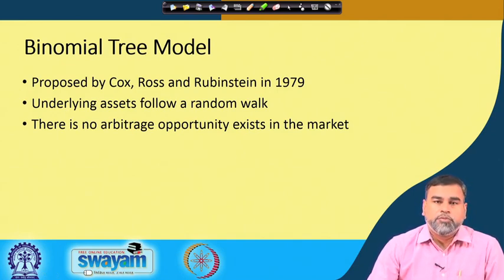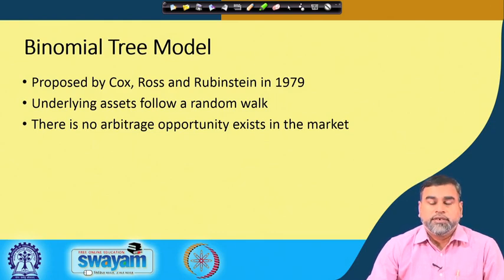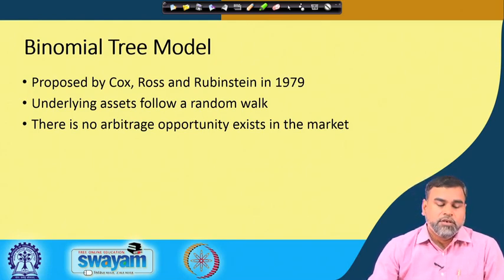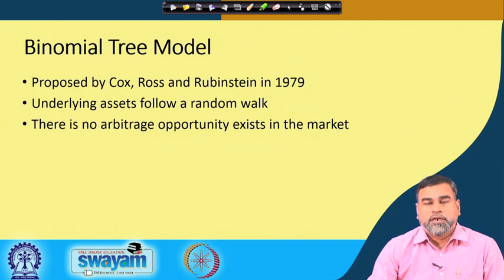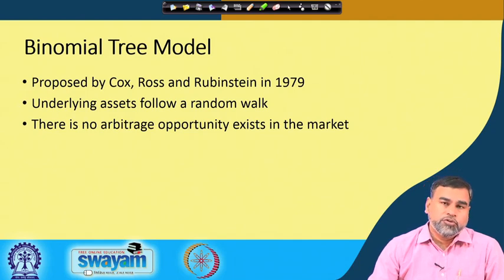The binomial tree model was proposed by Cox, Ross and Rubinstein in 1979, and the assumptions it takes are that asset prices follow a random walk and that no arbitrage opportunity exists in the market. What do we mean by random walk? We are assuming that any information coming to the market which drives the price of the underlying asset is random. So, prediction of prices using past data is not possible. If you are able to use past data to predict the future, then we can say that the data series is not following a random walk.